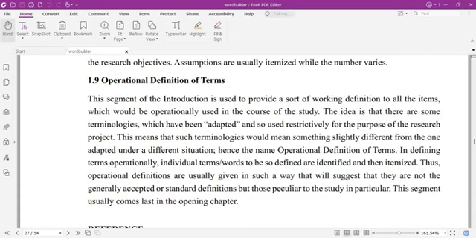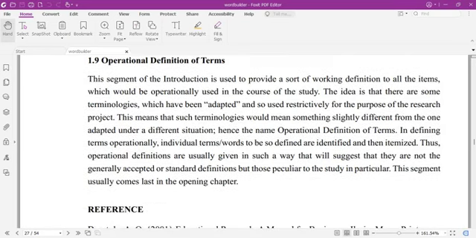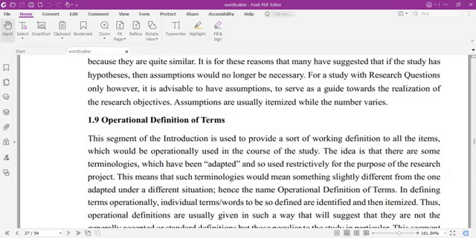So they are not the generally accepted or standard definitions, but those peculiar to your own study in particular. This segment usually comes last in the opening chapter. That's why it comes last. You list the items and then you define them based on the work that you're doing.